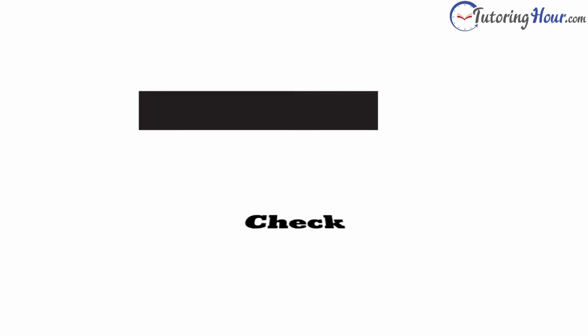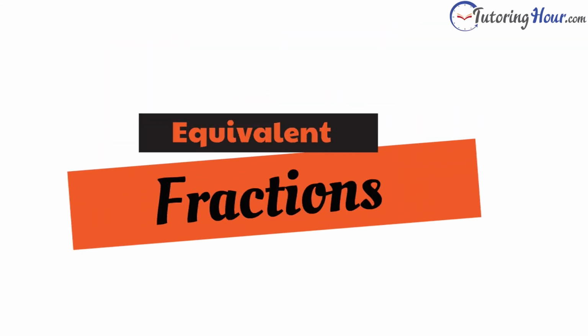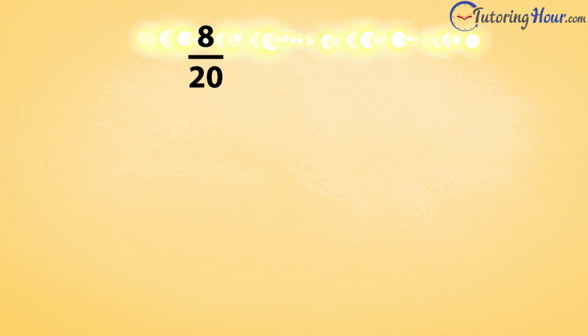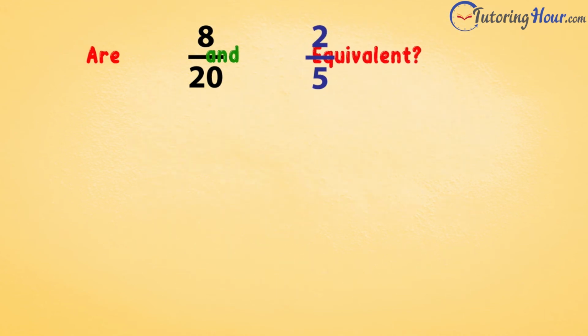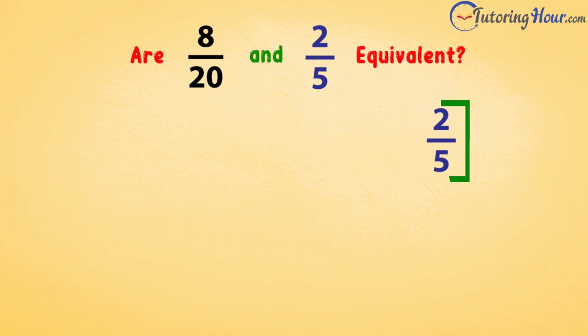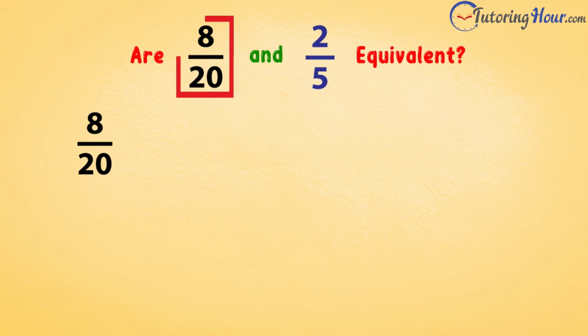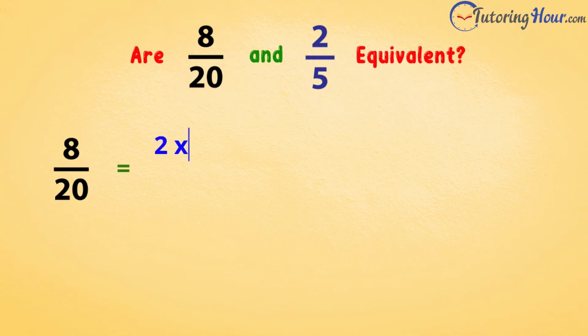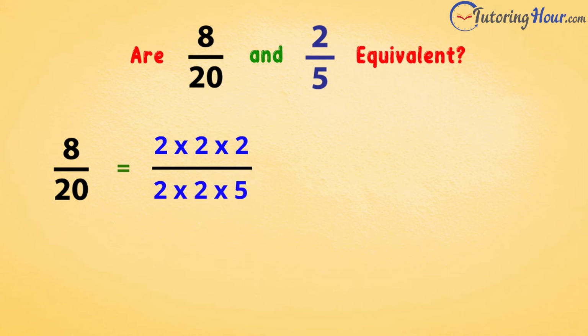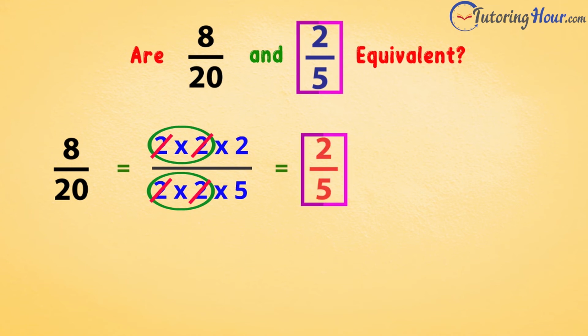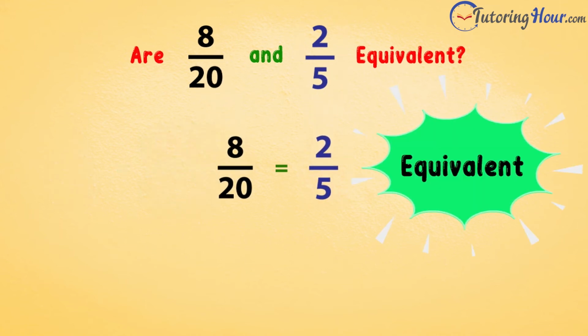Let's branch out and check if 2 given fractions are equivalent. Are the fractions 8/20 and 2/5 equivalent? We know that the fraction 2/5 is in its simplest form. We can't reduce that any further. But the fraction 8/20 can be written as 2 times 2 times 2 over 2 times 2 times 5. The 2 2's in the numerator and the 2 2's in the denominator cancel out. What remains is the fraction 2/5, which is the same as the other fraction. Therefore, the 2 fractions are equivalent.